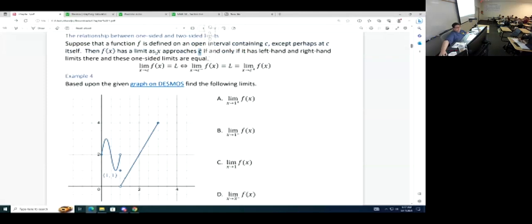The point is that the limit as x approaches c exists only if the limit is the same value as we approach from the left, c minus, and as we approach from the right, c plus. They both have to equal L.